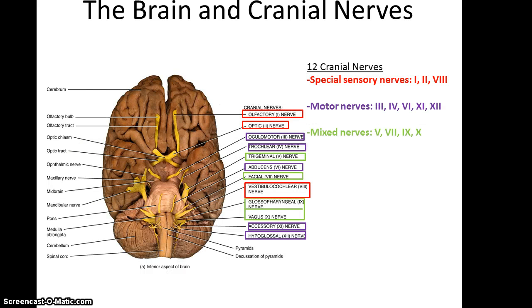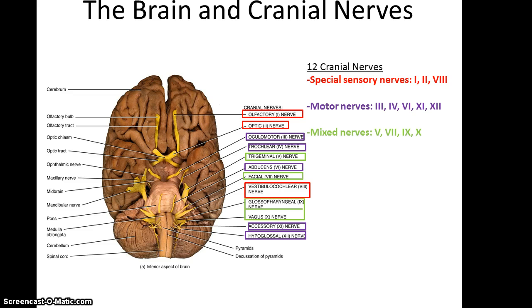The cranial nerves. There are 12 cranial nerves, and we need to know all of them. 3 of these nerves only carry sensory information from our special senses, such as vision, hearing, taste, that sort of thing. And that's 1, 2, and 8. Some of these are only motor nerves. They only send out signals to control muscle movement. And this is 3, 4, 6, 11, and 12.